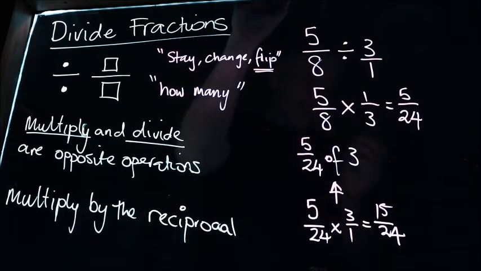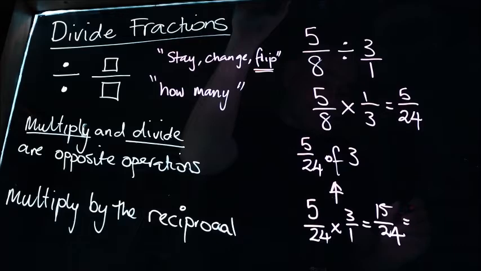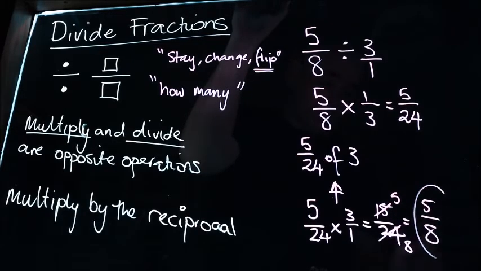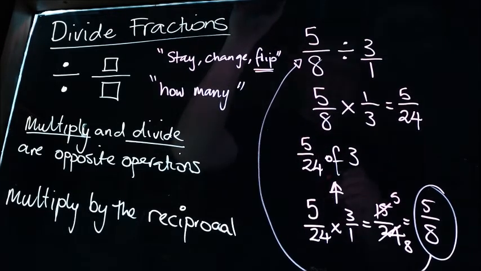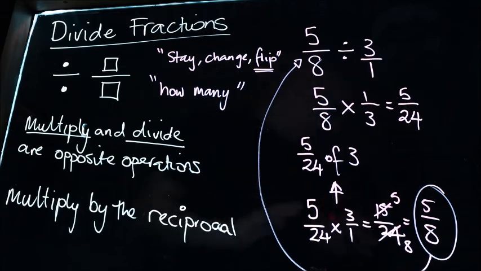Let's double check. We've got to cancel down here by the looks of things. I missed the opportunity to see that 3 was a common factor of 24, but let's do it here. 3 goes into 15 5 times, and 3 goes into 24 8 times. So that's 5/8, and that's what we started with all the way back up here. Hopefully we'll do this a few times so you get the hang of it.